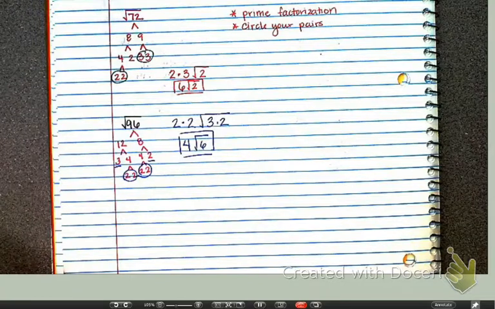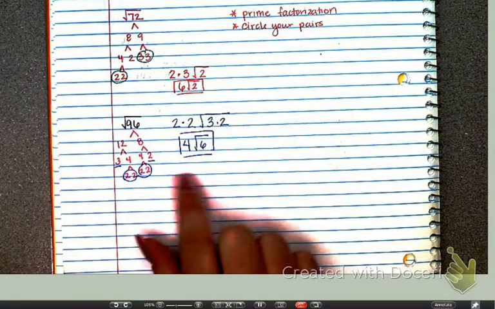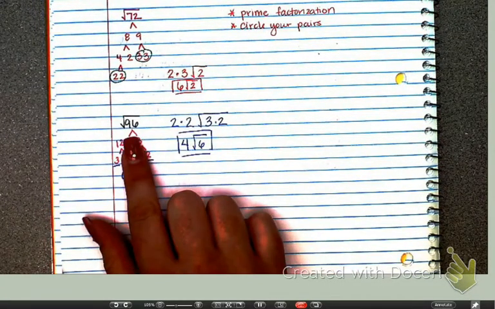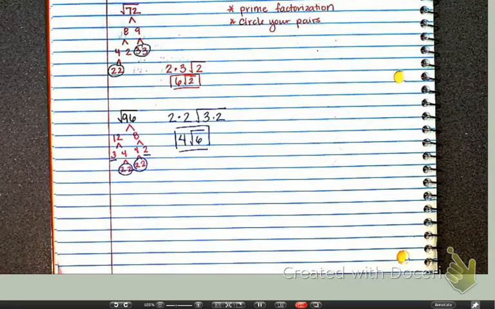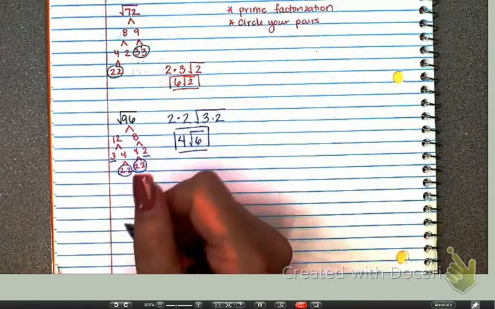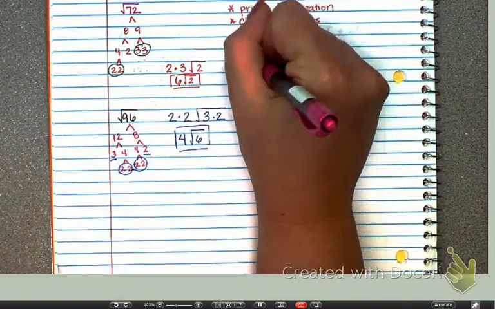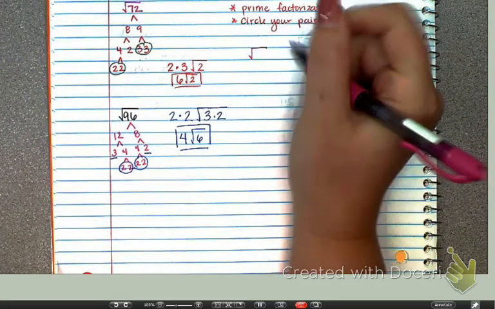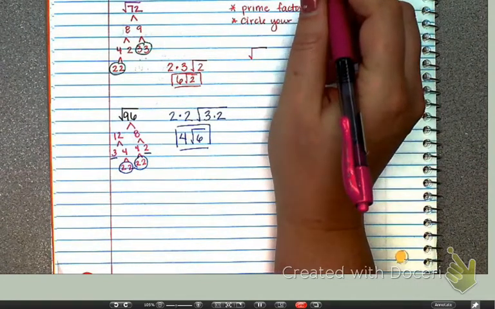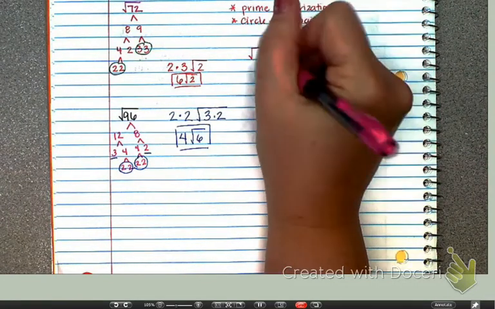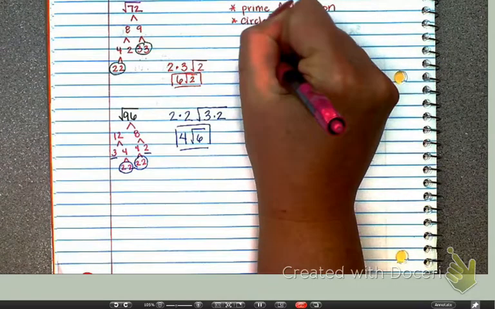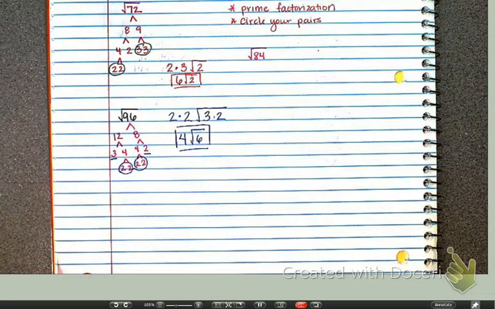And if you want to check to see if that simplified square root is the same as the initial, plug them both into your calculator and you should get the exact same decimal. Why don't you try, how about 84? Why don't you find the square root of 84?